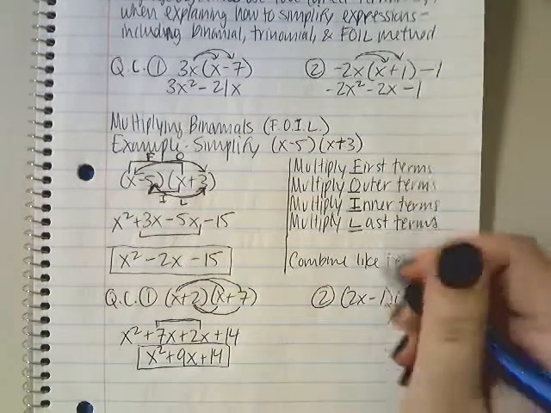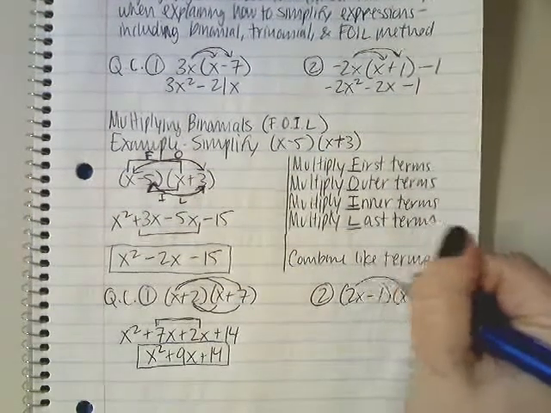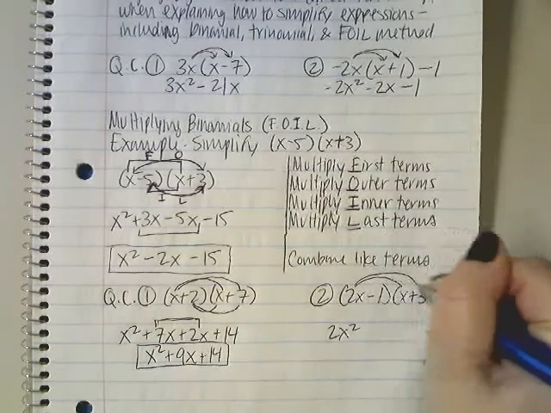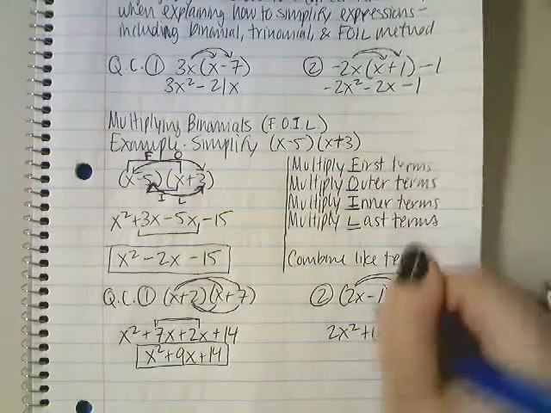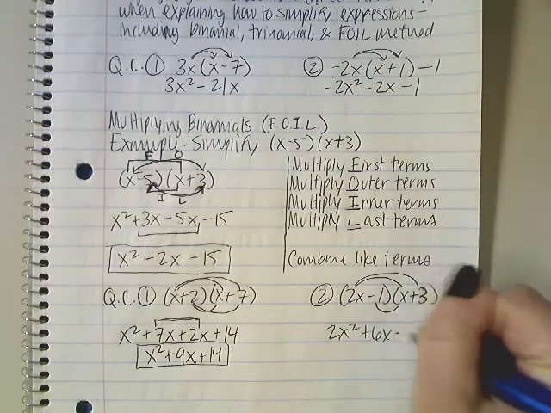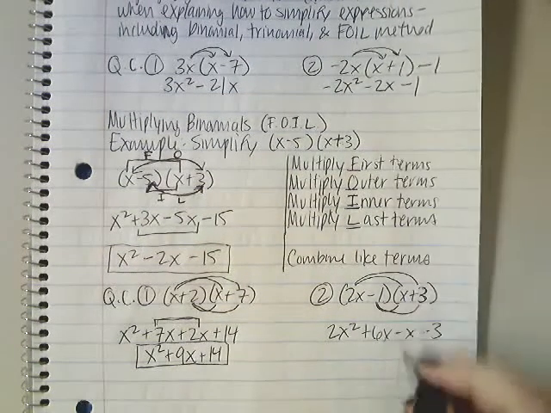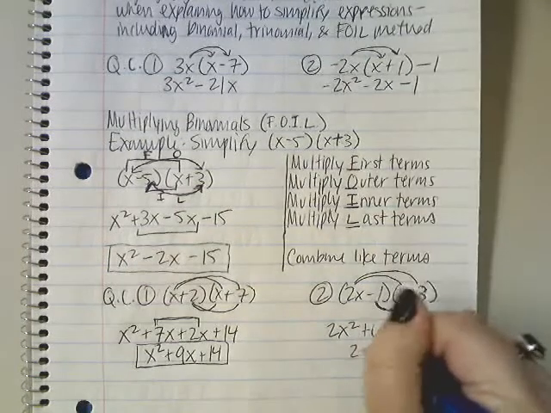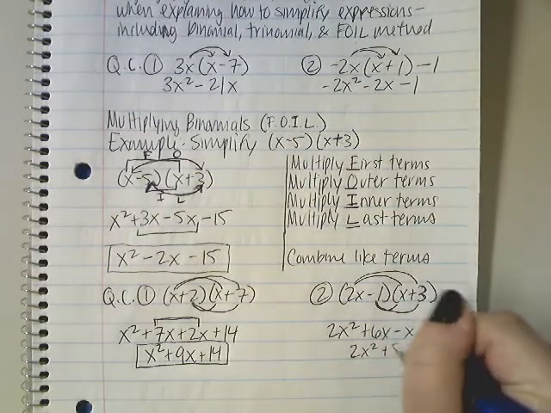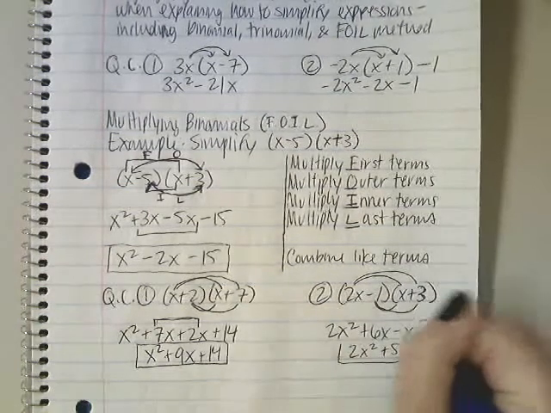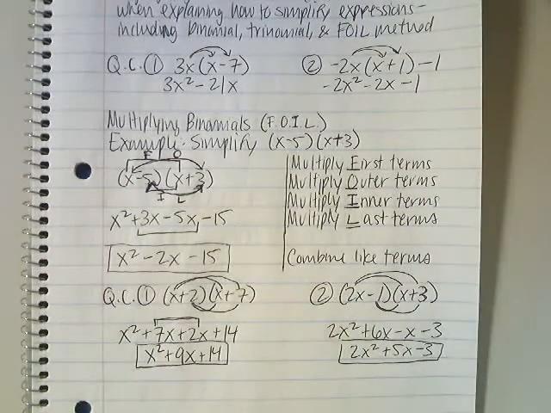Now I'm going to follow the same process for our second quick check. So I do first, I get 2x squared. I do my outer terms, I get plus 6x. I do my inner terms, I get negative x. And I do my last terms, and I get negative 3. I combine my like terms, and I get 2x squared plus 5x minus 3. And that is our solution for our second one.